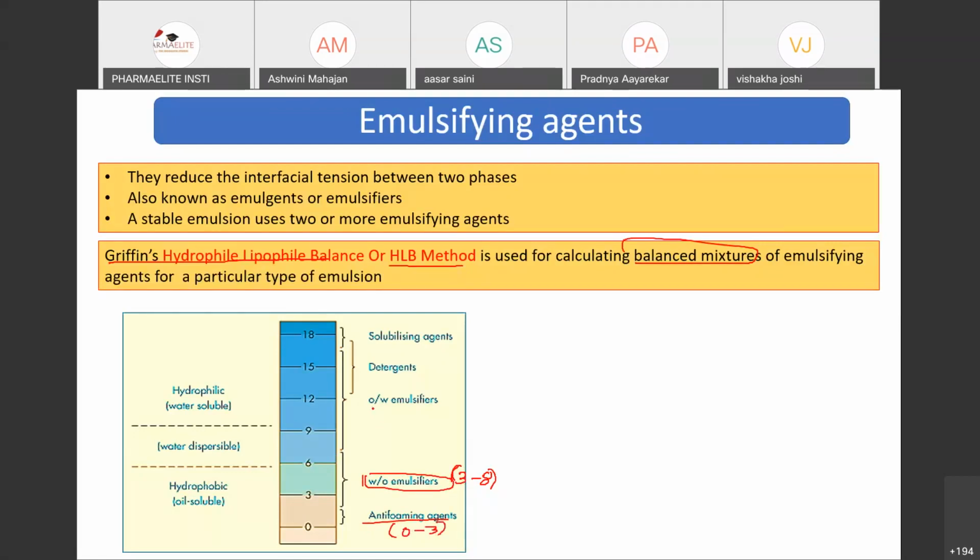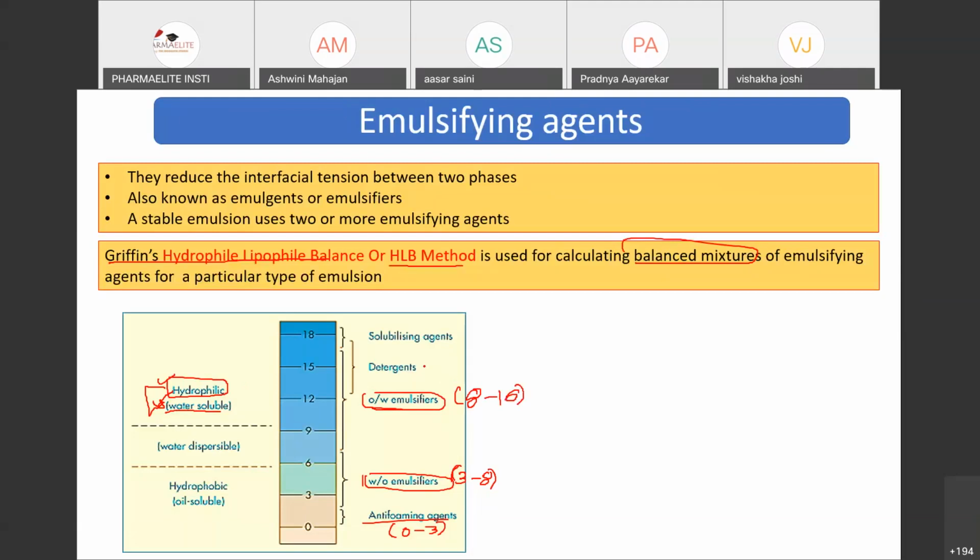On the other hand, your oil in water: oil inside, water outside, which is the hydrophilic part of it. Since water is outside, obviously it will be water soluble. I repeat, since water is outside, obviously it will be water soluble. In that case, your oil in water emulsifiers, which are for hydrophilic systems, which are water soluble, are in the range of 8 to 16.